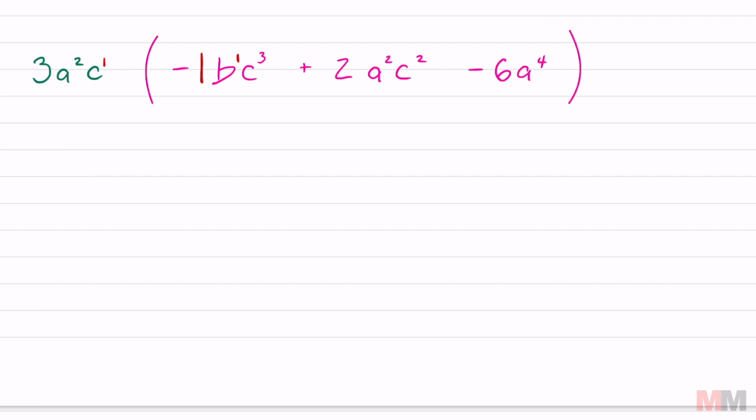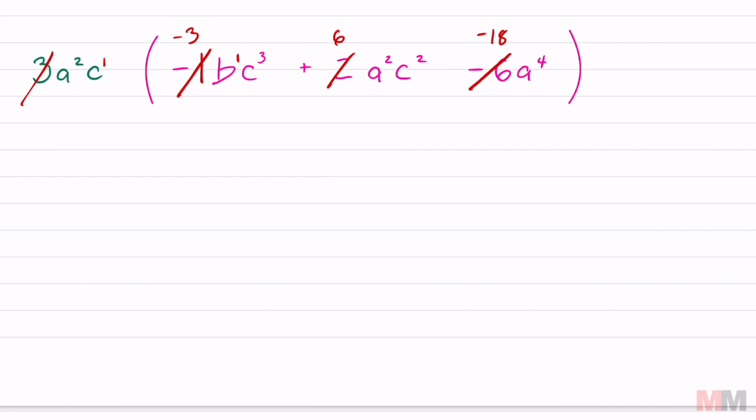Start with the coefficients on the outside, dishing it out to the ones in the inside. All of these are going to be multiplied by 3. So let's do that. 3 times -1 is -3. Done. 3 times 2, 6. And 3 times -6 is -18. I am done with the coefficients.